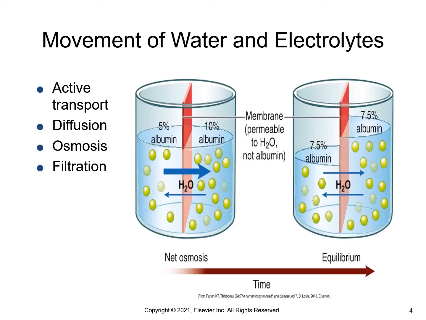Active transport requires energy in the form of ATP, or adenosine triphosphate. This moves electrolytes across cell membranes against the concentration gradient, meaning that it goes from areas of lower concentration to an area of higher concentration. Diffusion is passive movement of electrolytes down a concentration gradient. So it goes from an area of higher concentration to an area of lower concentration.